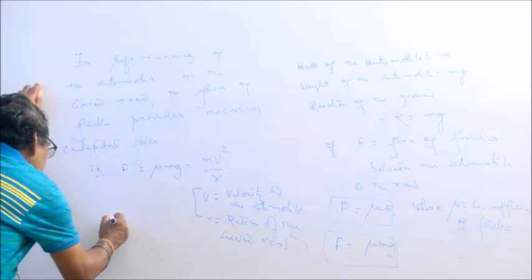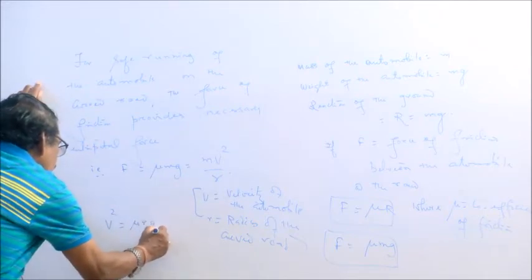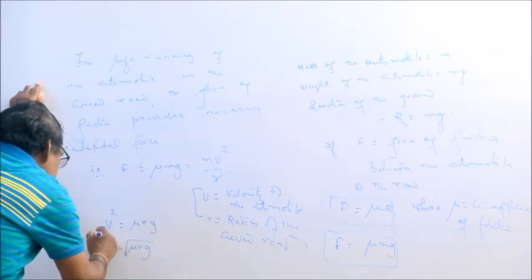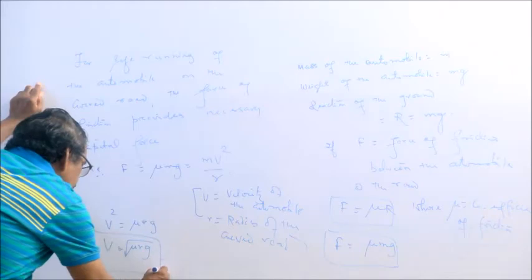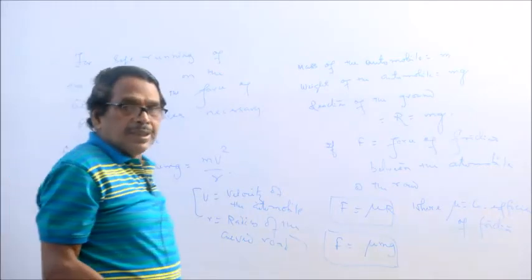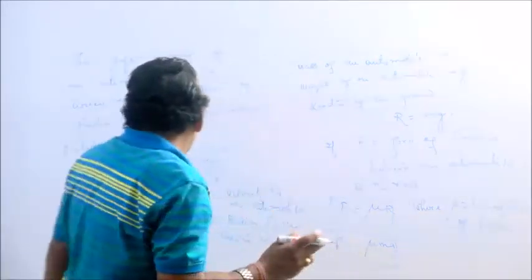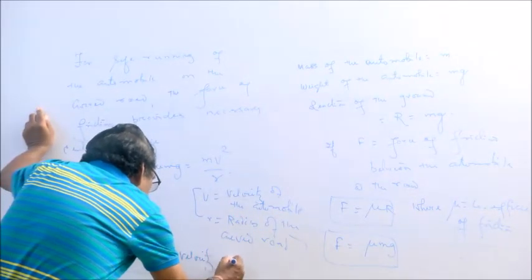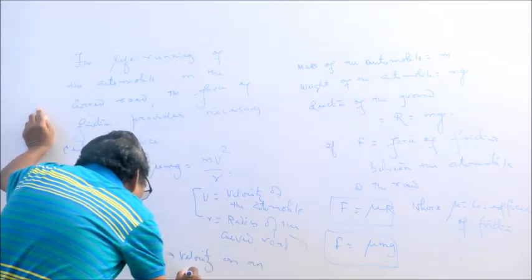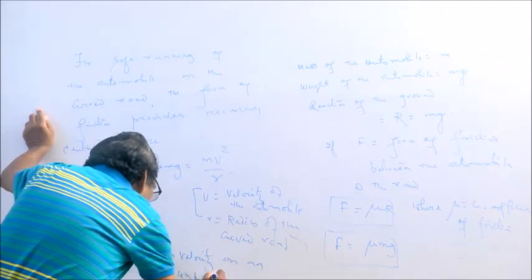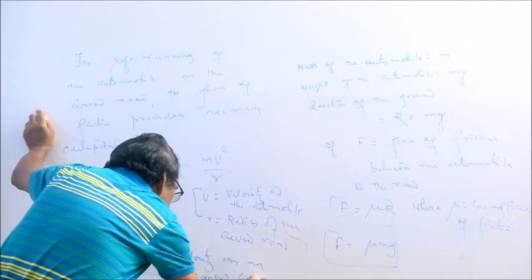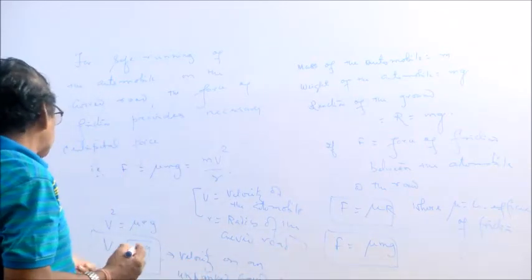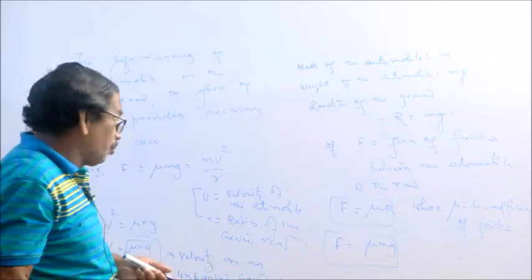So, v square is equal to mu rg. So, v is equal to root over mu rg. This is the velocity along an unbanked curve, the velocity on an unbanked car road.